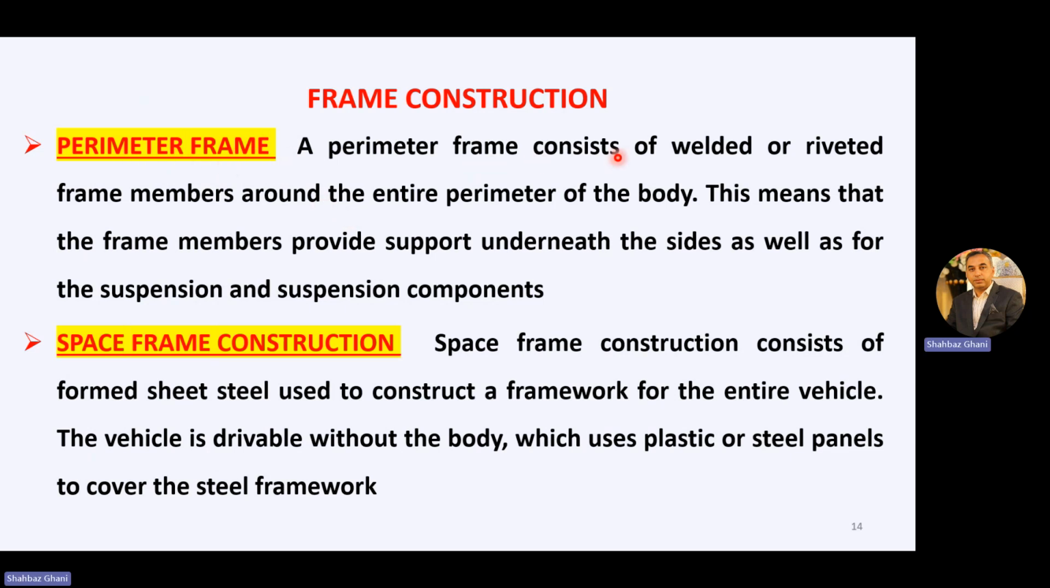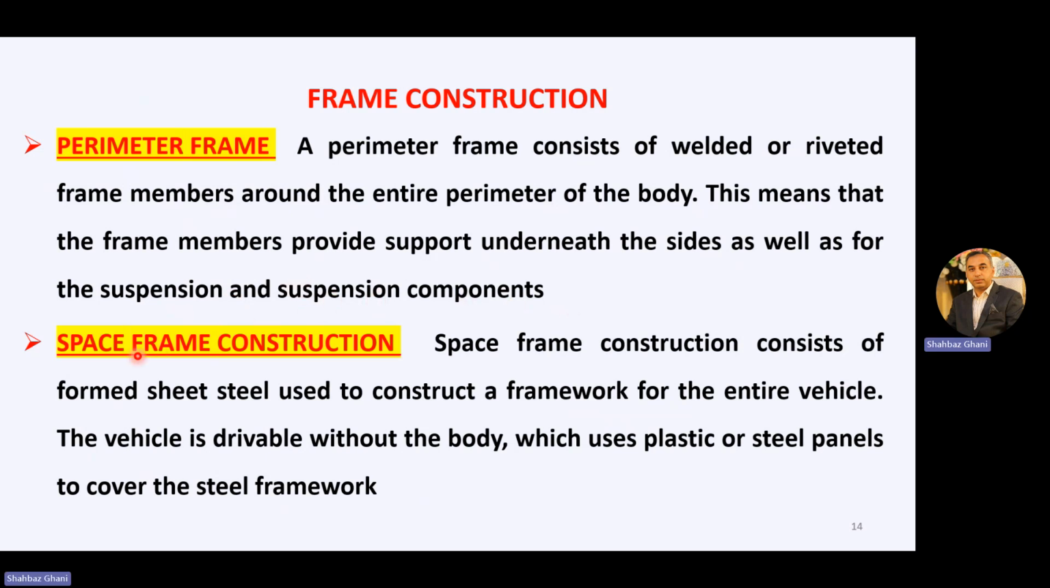Now, the second is the perimeter frame. A perimeter frame consists of welded or riveted frame members around the entire perimeter of the body. This means that the frame members provide support underneath the side as well as for the suspension and suspension components.